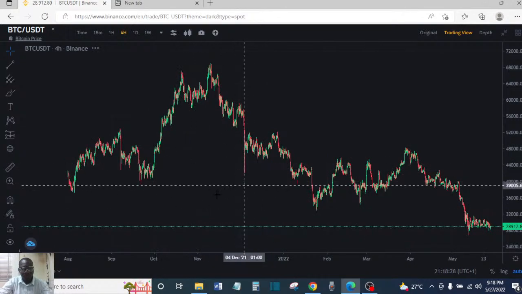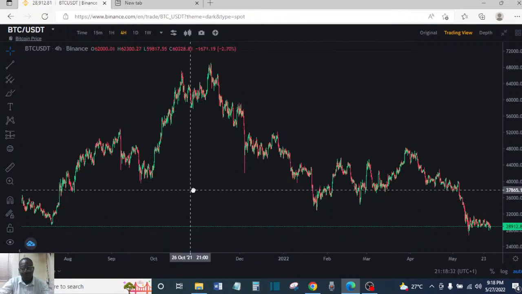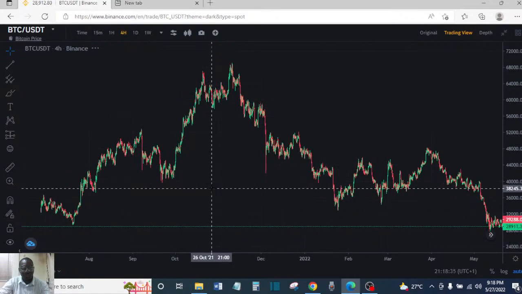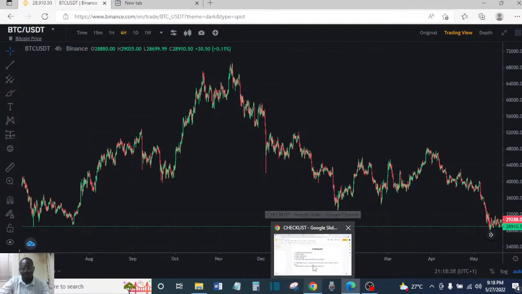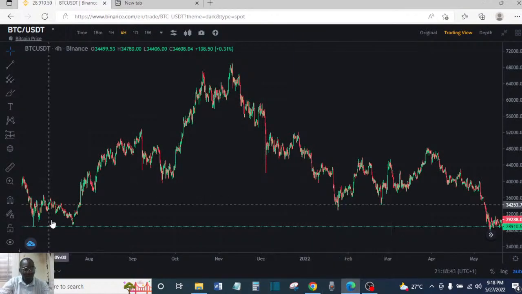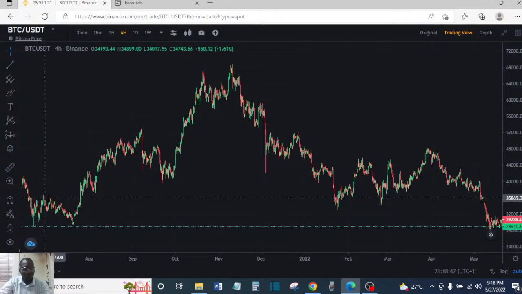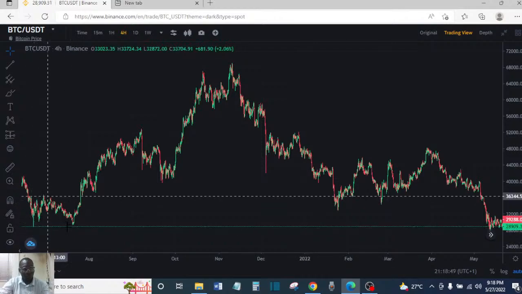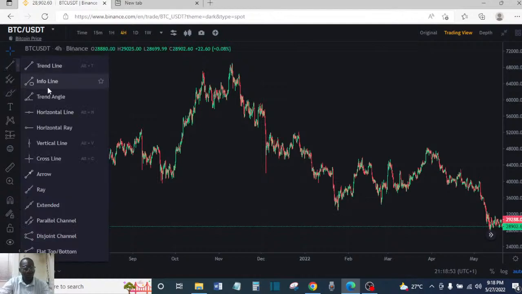Like I told you, all you need is just a horizontal line. So the first point on the checklist is your support and resistance. Okay, your support and resistance. So look at this, you have a support. Okay, this is a support. It's a major support line.